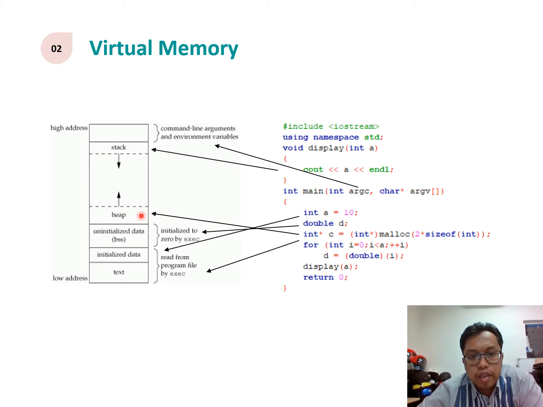Then the heap is for the dynamic memory allocation, where you use this function. Basically, you want to allocate the memory to the variable c. We have to use the pointers because it's part of the dynamic memory allocation. It will be stored here. Then the stack is for when you call the function. When the function runs, this function display will use this memory section. When it's finished, or the program exits, the memory here will be freed.